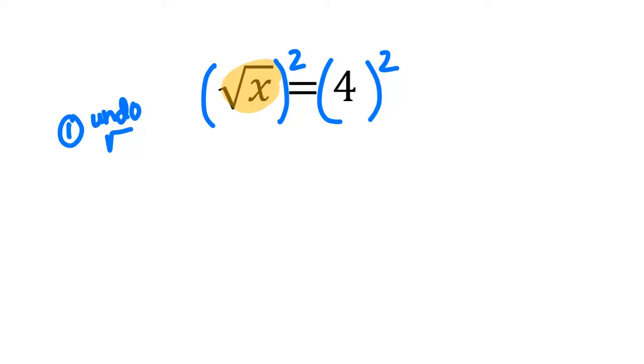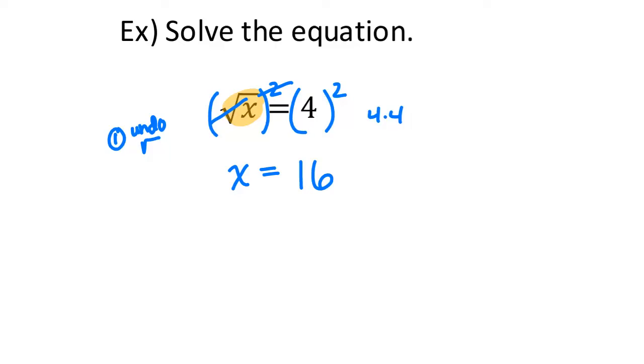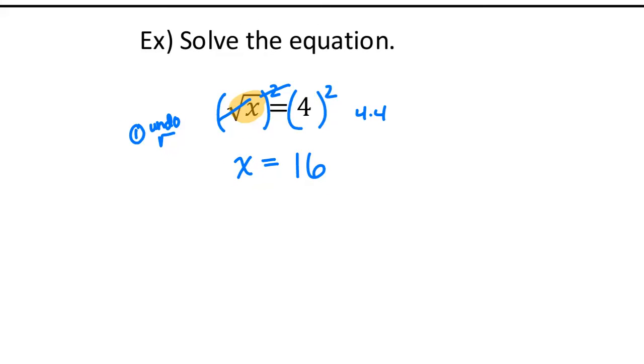Okay? That way the square root would cancel out the squared, and I'd be left with x equal to this 4 squared. Remember, that means 4 times 4. So what's 4 times 4? 16. Okay, I already have a solution. It's a possible solution though. So then I have to go back and check it.